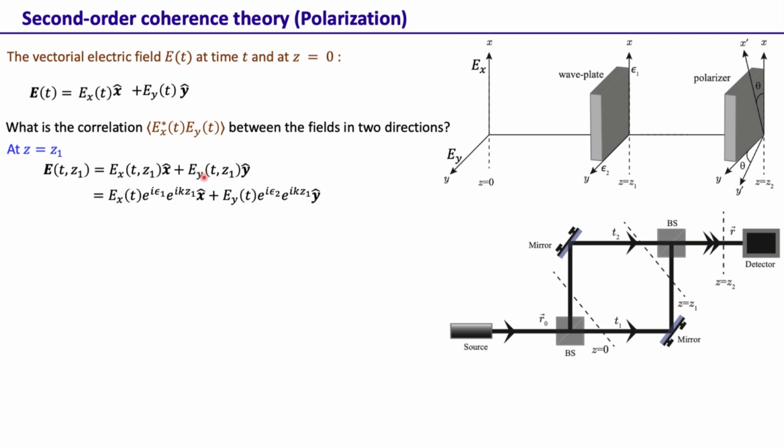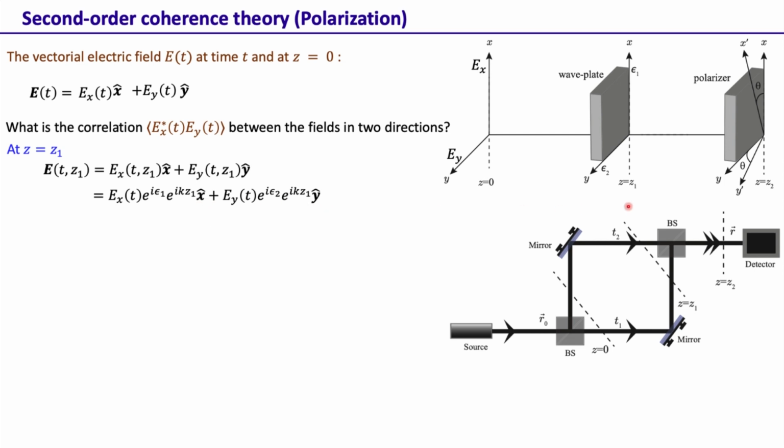Similarly, this field in the y direction is Eyt, which is the same as this at z equal to 0, e to the i k z1, that's the phase acquired due to propagation up to the wave plate, and e to the i epsilon 2, that is a phase imparted by this wave plate to this polarization. So this field, right after the wave plate, is the field in the x direction and the y direction.